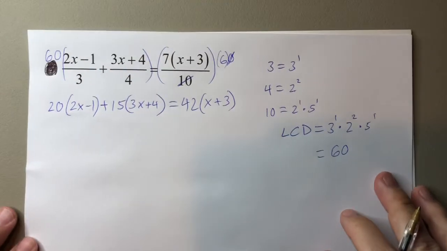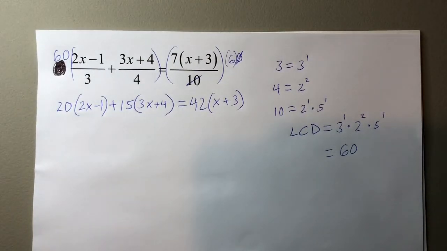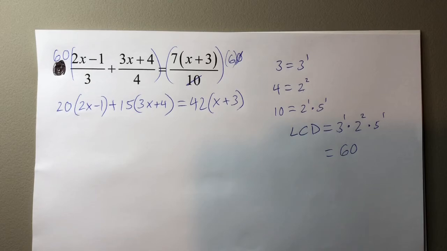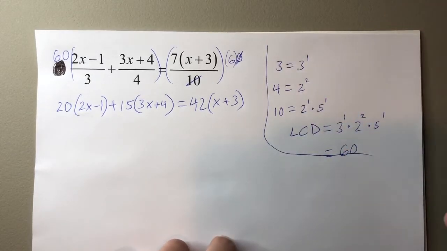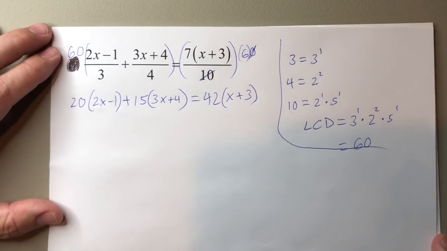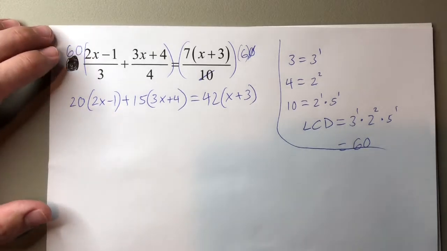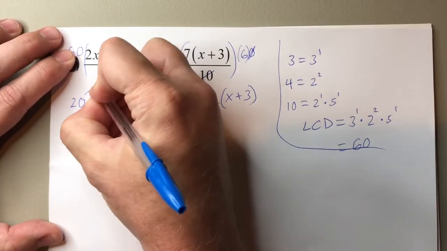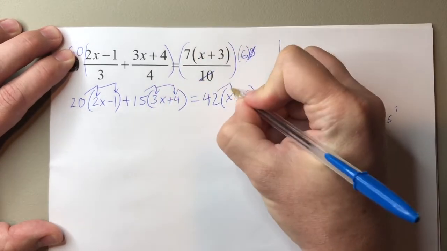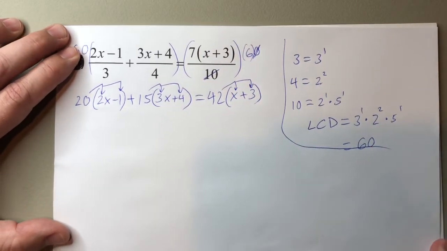Again, I'm not trying to make this more complicated than it has to be. I'm just showing you a technique that will allow you to clear out all your fractions if you want to do it all at the same time. And it's based on the concept of LCD. At this point, notice all our fractions are gone. Let's rock and roll here. We're going to distribute.